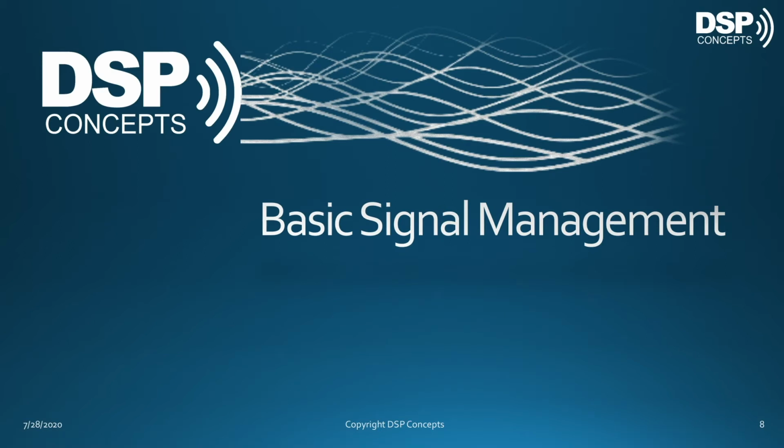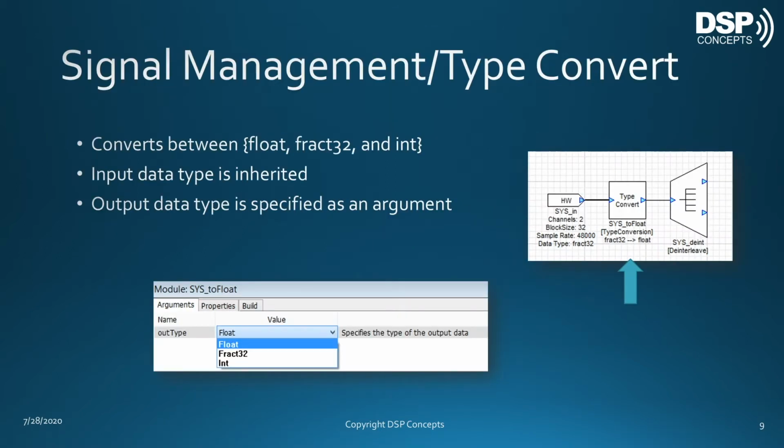Let's look at basic signal management, starting off with type convert. This module can convert between any of the three data types. Now the input data type is inherited from the connecting wire, and then you specify the output data type as an argument. So in the example on the right, we have data coming in from the I/O pin as FRAC32, and then we specify as a module argument that we want to output floating point data. And so that'll configure the module to accept FRAC32 and then output floating point data.